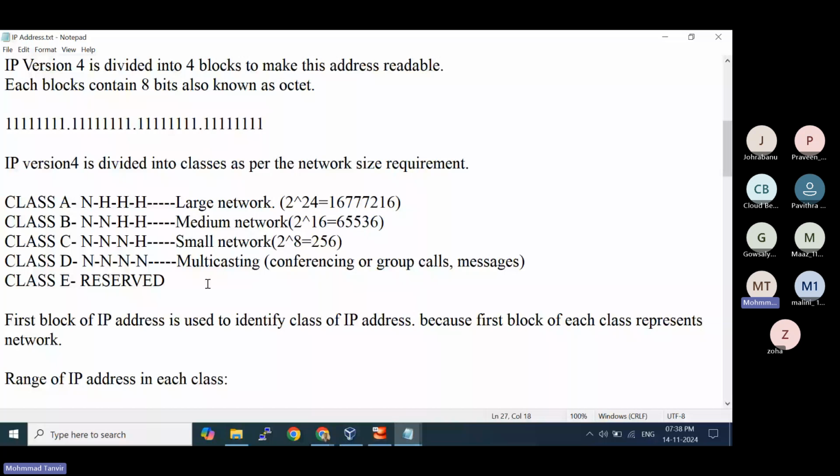So if someone says that class E IP address is used by our army or in the defense system, it's not the fact. I have gone through those networks and I have seen they are using the private IP addresses of class A, class B, and so on.